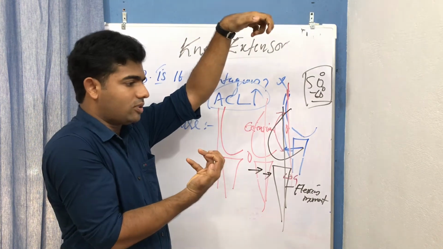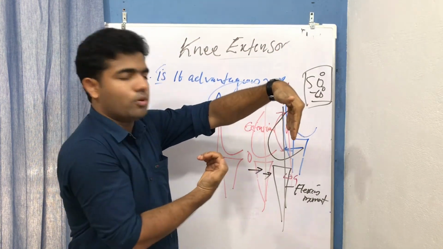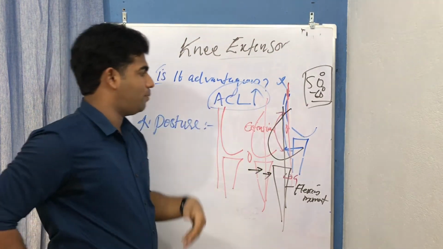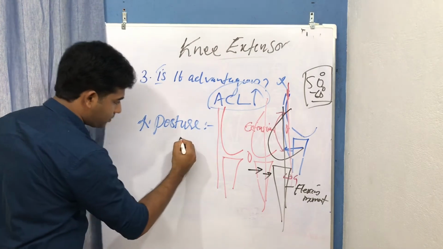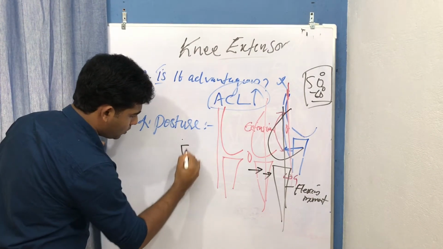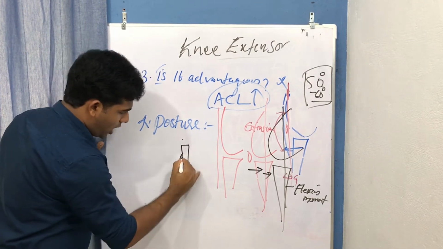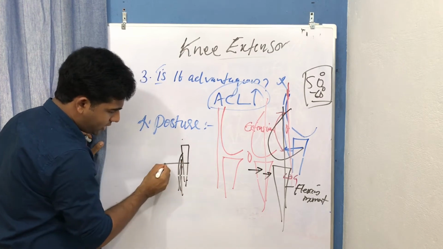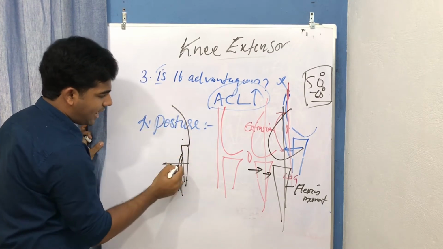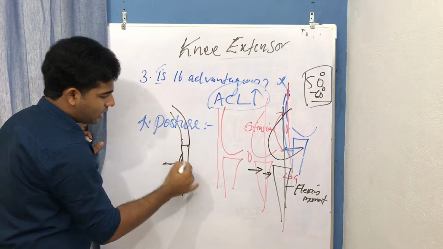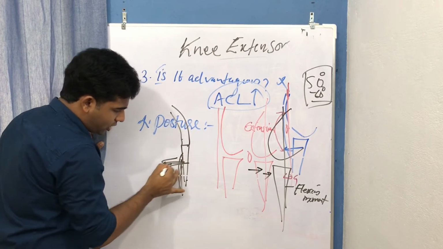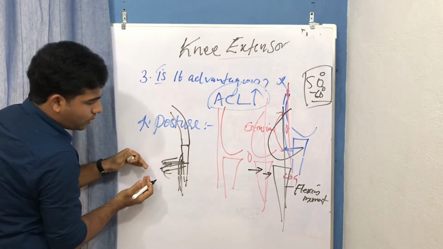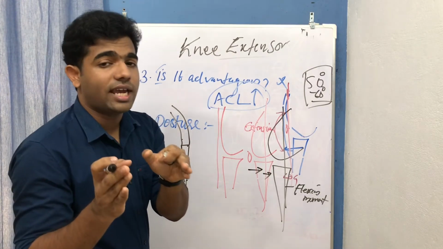Soleus, when it contracts, can pull your tibia posteriorly. I will explain this one. Let us imagine this is the tibia, and you have your soleus over here. When the soleus contracts, it pulls your tibia posteriorly. When the tibia is pulled posteriorly, the knee joint is going for extension.